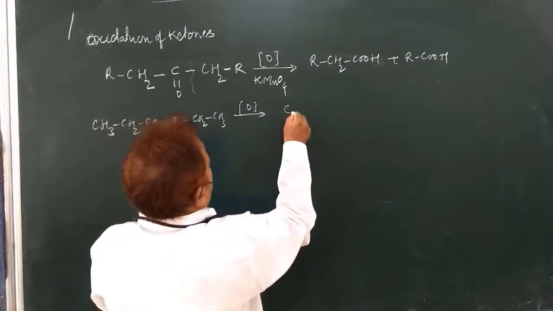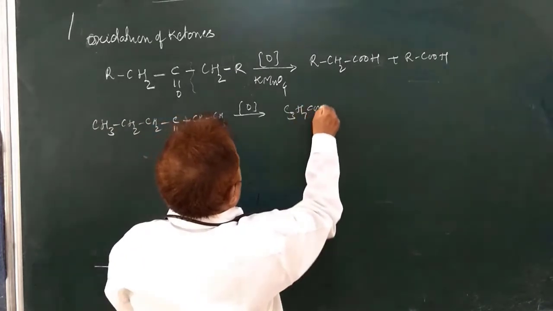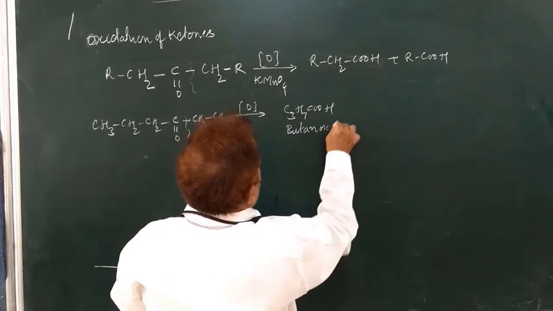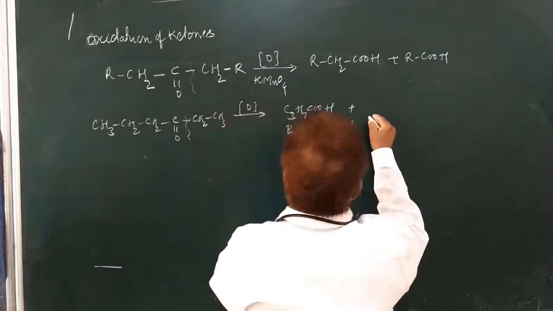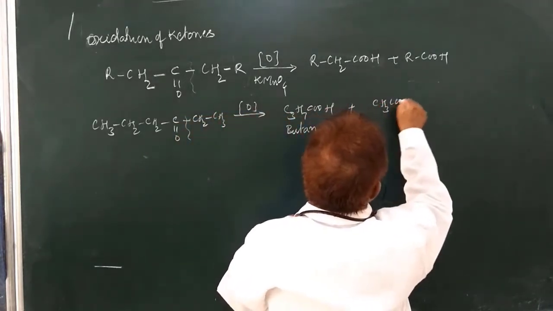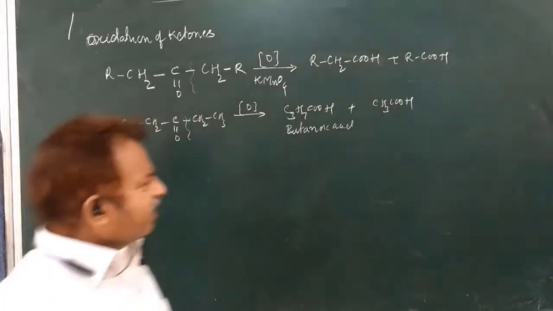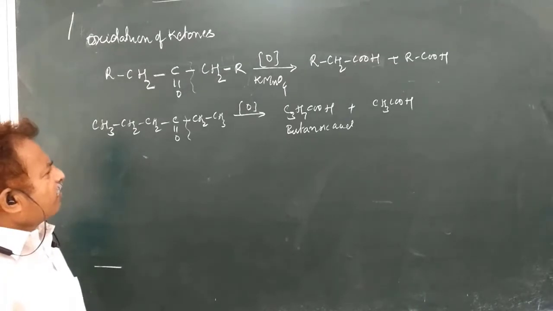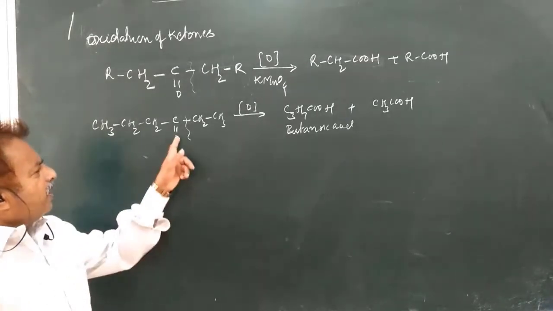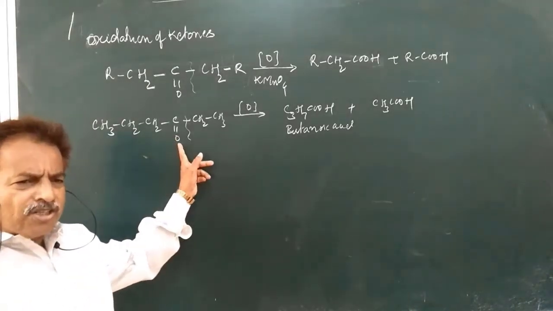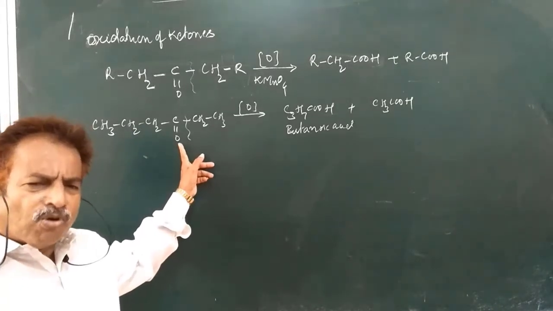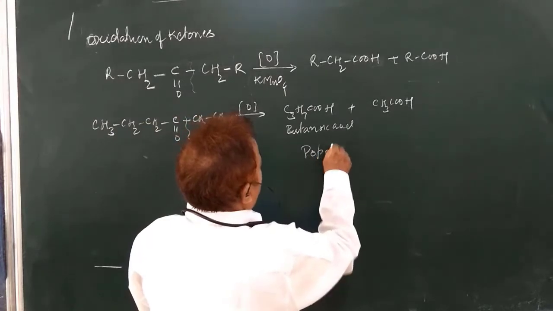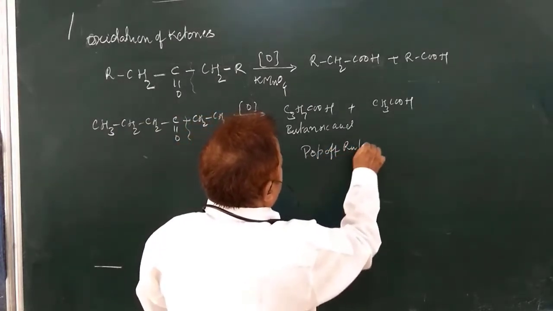Therefore we get C3H7COOH, that is butanoic acid plus CH3COOH. So here during the bond cleavage, carbon-carbon cleavage, the carbonyl group goes into such an alkyl group having more number of carbon atoms. So this we call it as Popov rule.